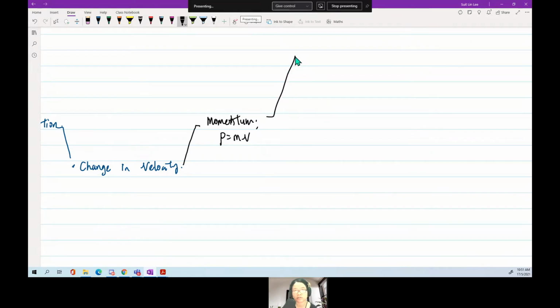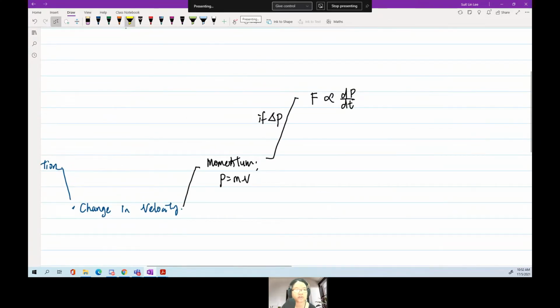So the first case is where if there is change in momentum, delta P, then you reach your Newton's second law. Force is proportional to rate of change of momentum. Okay, so if they ask you to define Newton's second law, force is proportional, not F equal ma, to rate of change of momentum.